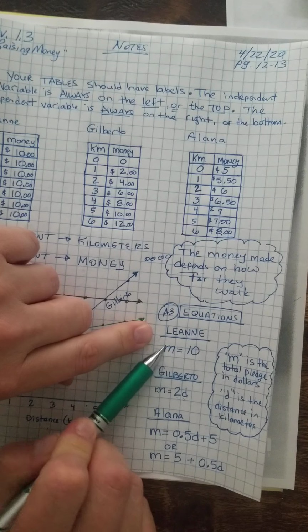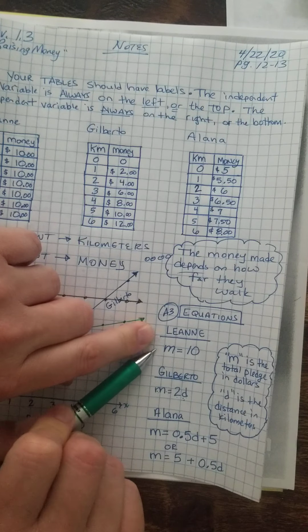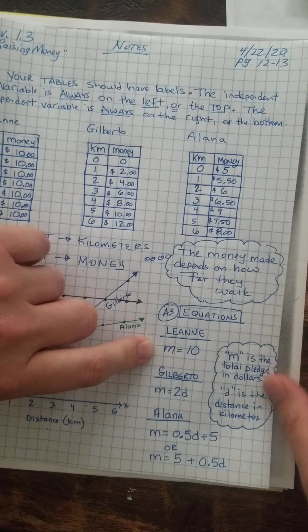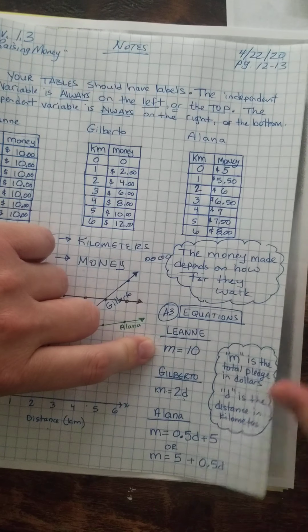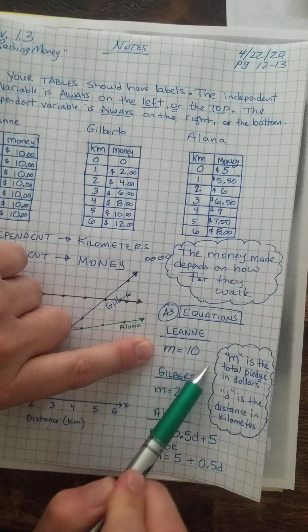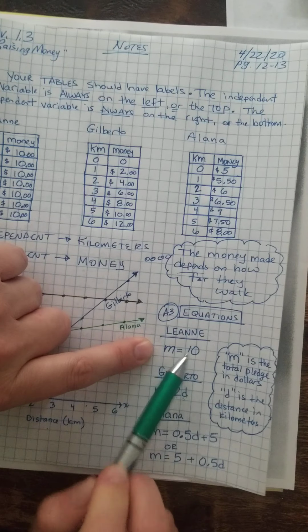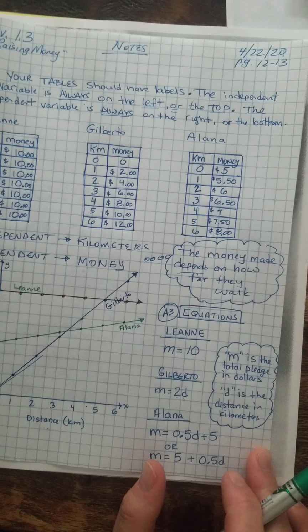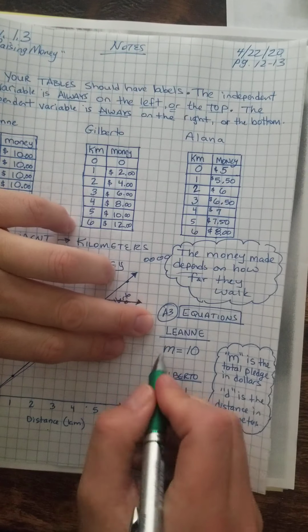Leanne, again, if we were in class, I would ask you guys, what is going on with Leanne? What happened to her D? She's got money here, but she doesn't have a D variable that's there. And I'll explain here.